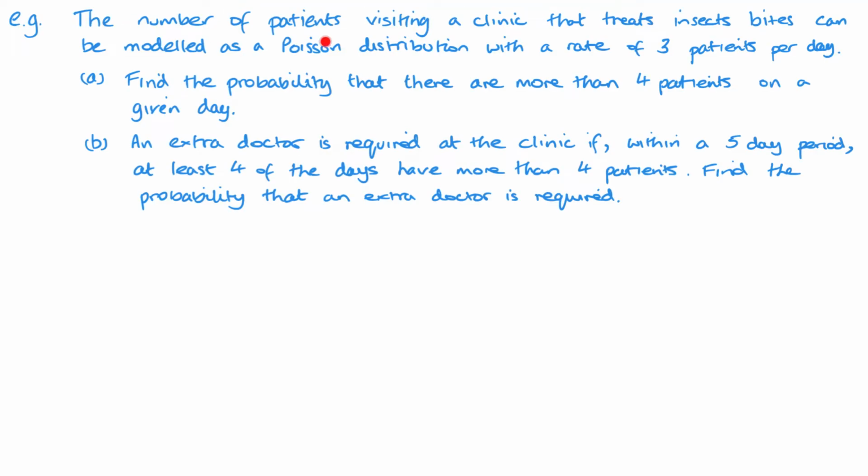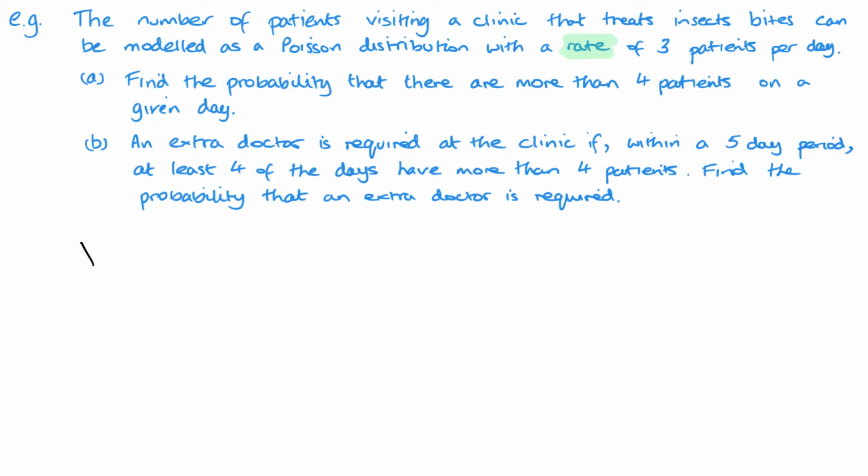So here we have the number of patients visiting a clinic that treats insect bites can be modelled as a Poisson. So we don't need to guess here, it's just a straightforward one, but that won't always be given to you. In fact, it's quite rare. Now, these are the kind of words that we're looking for: rate. When we see that, rate of 3 patients per day, that's what really indicates that it's Poisson. So if we weren't given this information, this is where we're going to go to determine whether it's going to be a Poisson or a binomial.